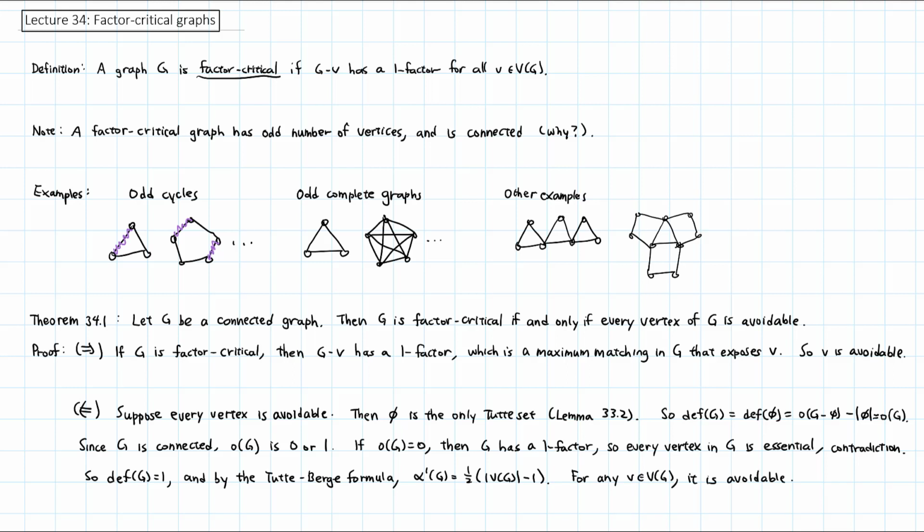Now remember that any vertex v is avoidable. So by definition, the size of a maximum matching in G minus v is the same as in G. But that is the number of vertices in G minus v over 2. So that means that G minus v has a 1-factor. And that proves that G is factor critical. And that completes our proof.